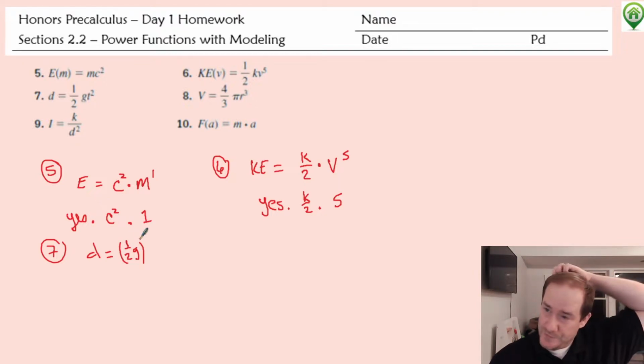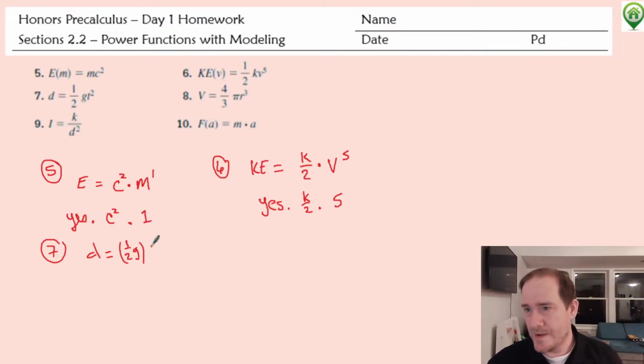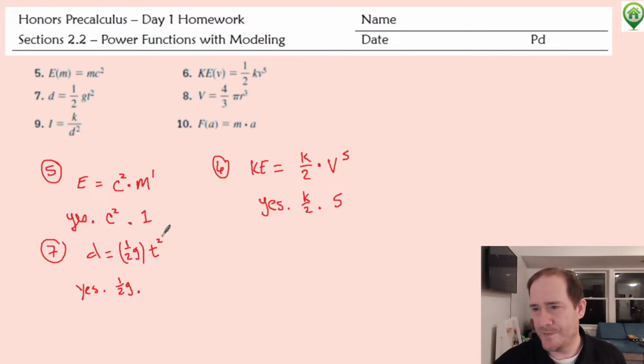So G over 2 is fine. Half of G, I don't care. But that'll be T squared is our variable. So looking at this, is it a power function? Yes, it is. Our constant of variation would be half of G, and our power would be the 2. Easy peasy.